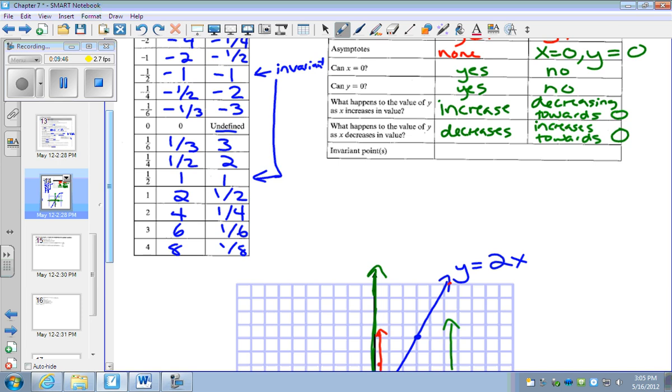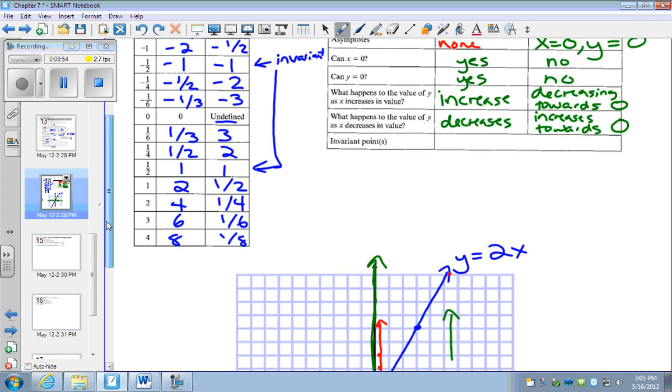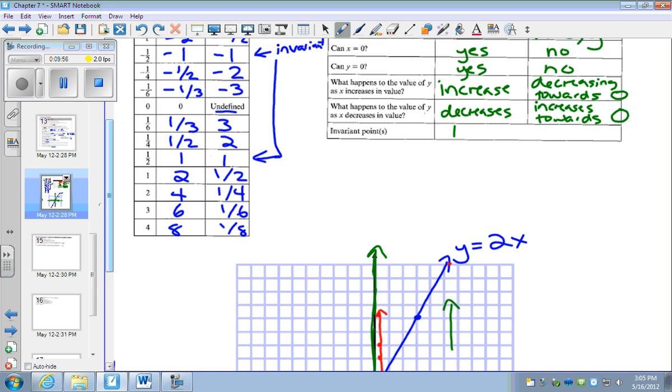Okay? A couple of invariant points here, things that don't matter which graph you're on. It looks like we have one right there and one right there. And those are both at 1 and 1, and -1 and -1. Those are my invariant points. So there's my graph of y equals 2x and y equals 1 over 2x.